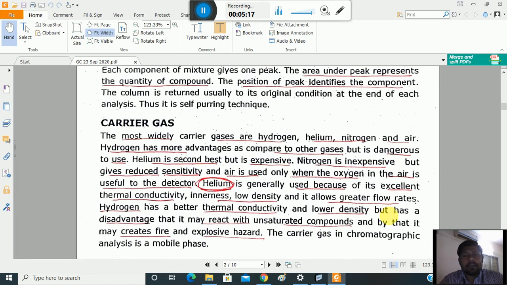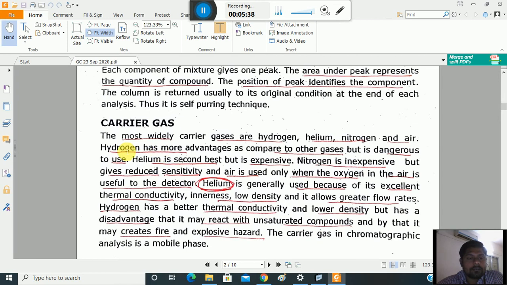Okay, now carrier gas. So many carrier gases are used here. The most widely used carrier gases are hydrogen, helium, nitrogen, and air. But there are some disadvantages, some drawbacks of each and every gas, and because of that reason, generally helium is the most commonly used carrier gas.